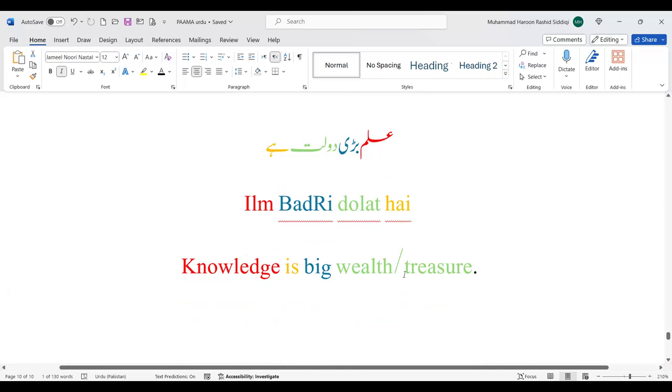Yeah, dolat, ilm badi dolat hai. Ilm bada dolat hai is wrong. Ilm bada dolat nahi hai, ilm badi dolat hai. Because ilm and dolat, they're both masculine and feminine ones. Dolat bhi hoti hai, ilm bhi hoti hai. No, ilm hota hai. Oh my god, but why is it badi dolat hai? Because it's referring to the dolat.